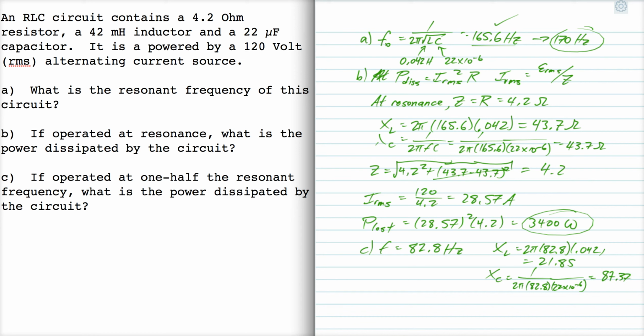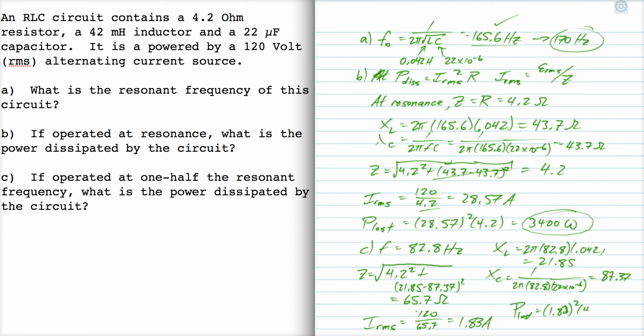Okay, so Z is equal to the square root of 4.2 squared plus this difference, 21.85 minus 87.37, squared. And it doesn't matter that that's negative because we're going to square it, and that works out to be 65.7 ohms. Okay, so the RMS current is now 120 over 65.7 instead of 4.2 up here, so it's much smaller, 1.83 amps. And so power lost is that 1.83 squared times 4.2.